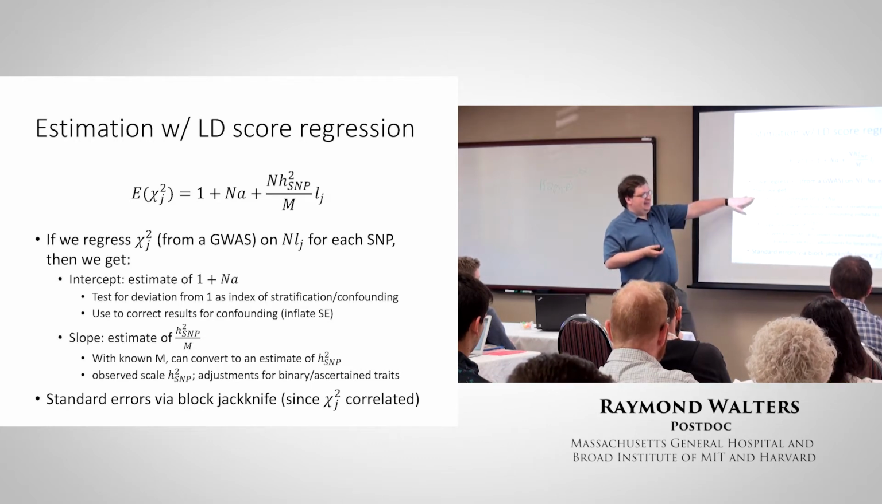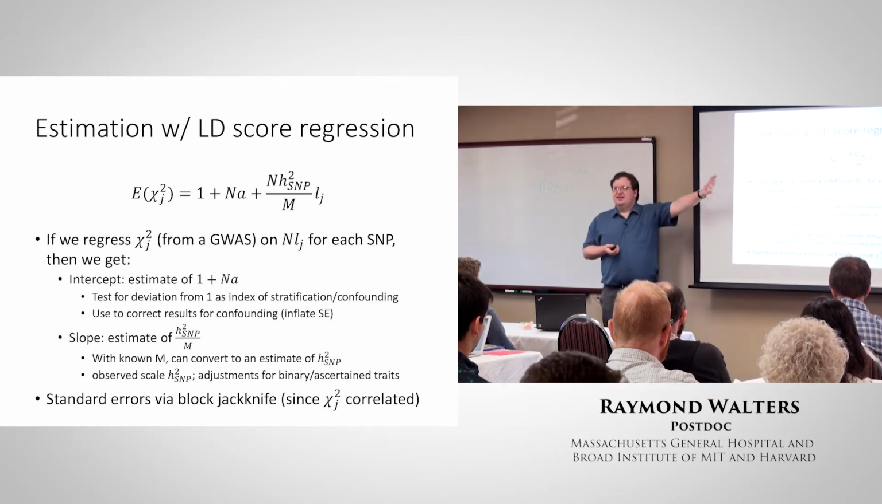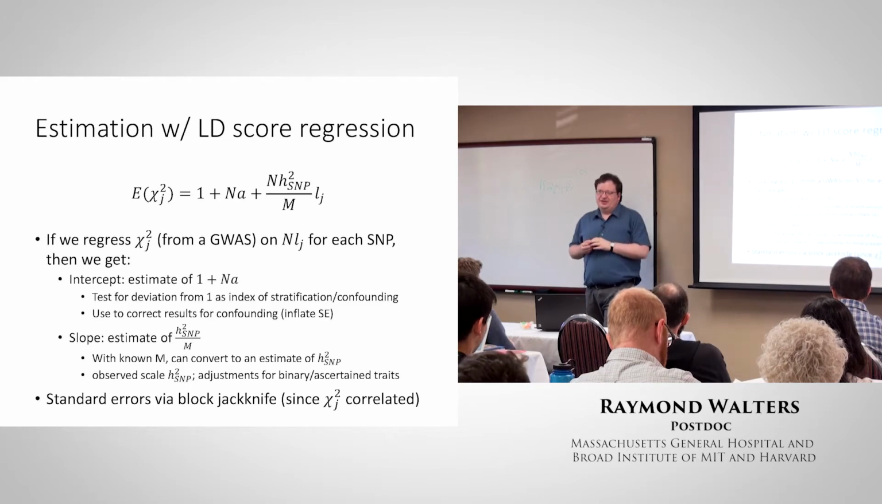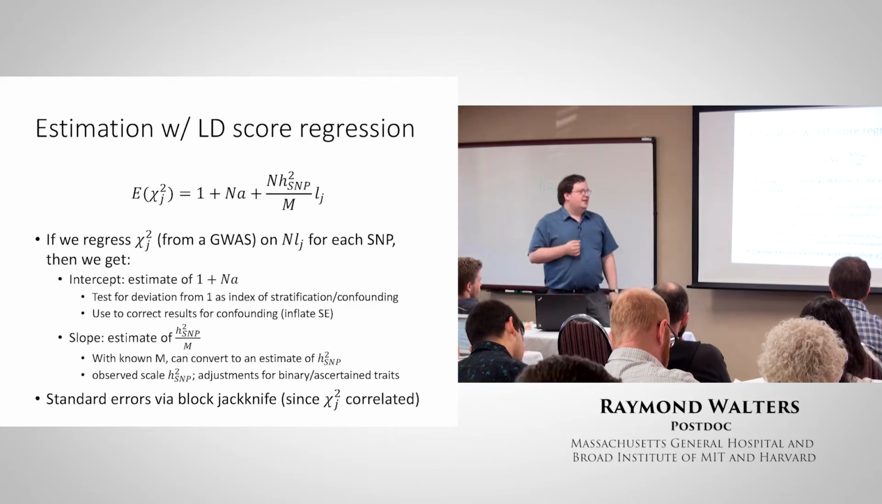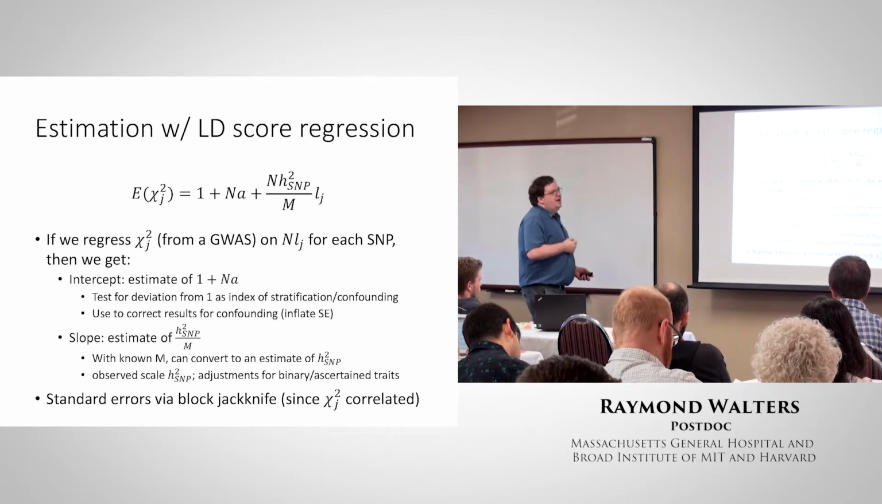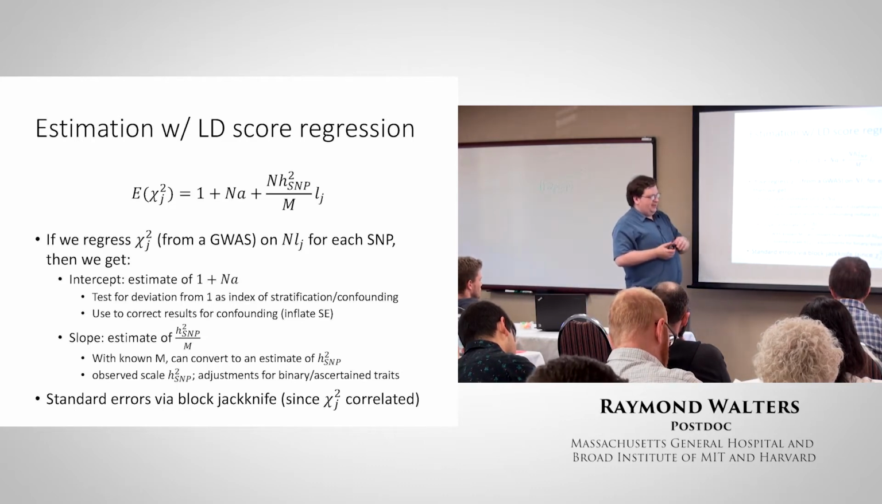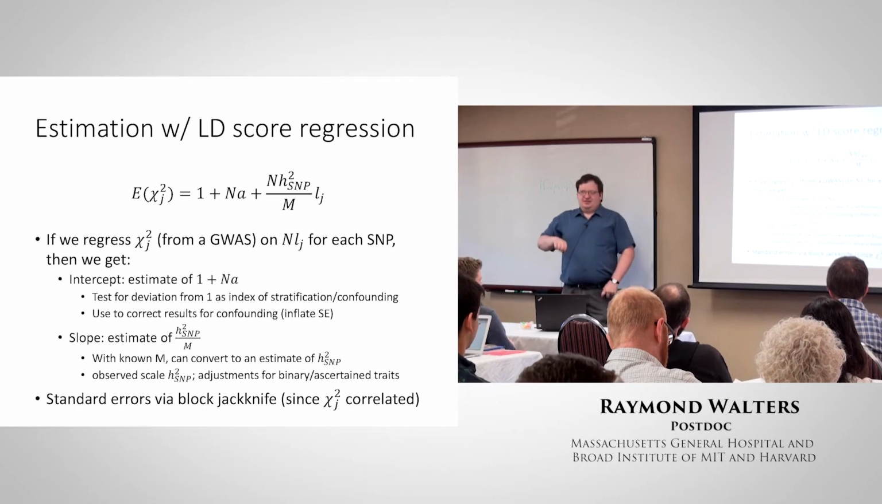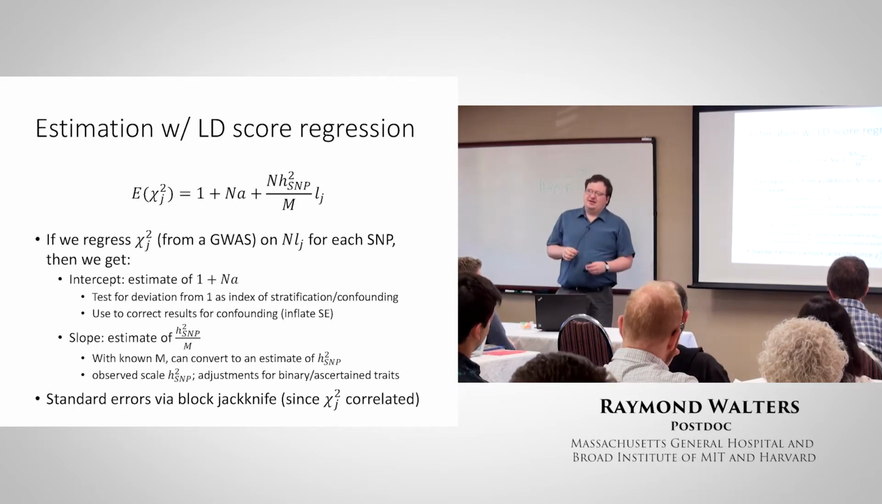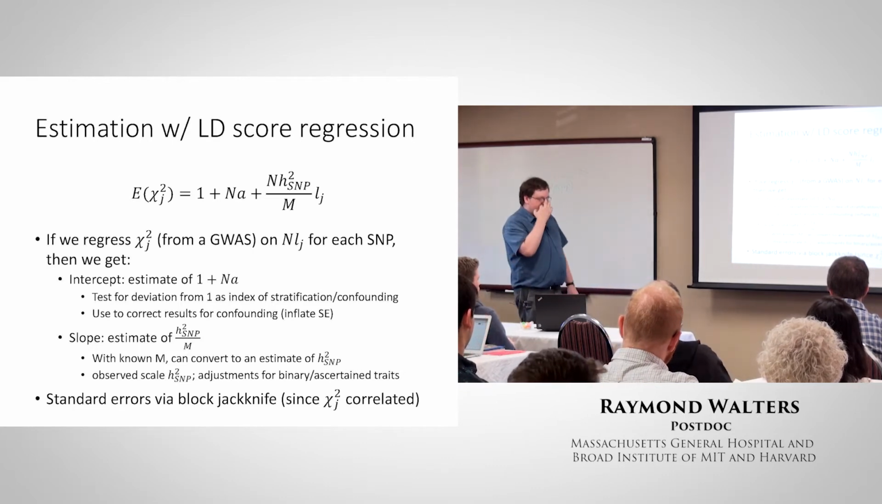So to the extent that this is greater than 1, it's a sign that this alpha exists. You have some confounding that has some variance and can adjust for that. And then the slope of this regression, in terms of how much it tracks with the degree of LD, gives us at least a first approximation of an estimate of heritability from SNPs.